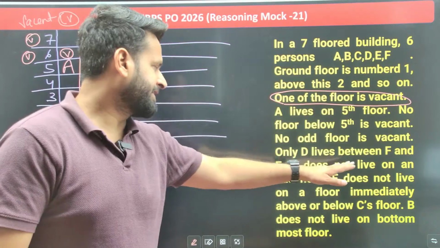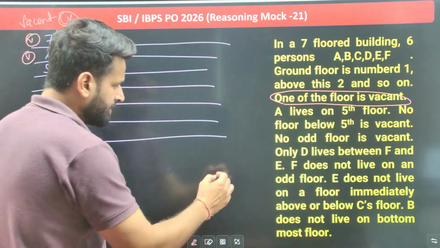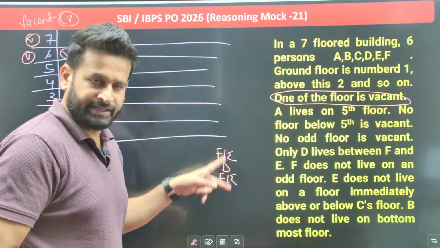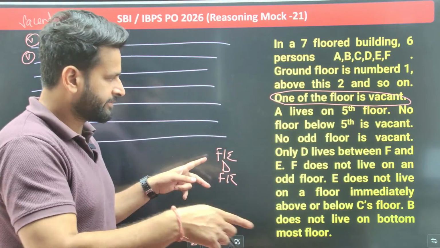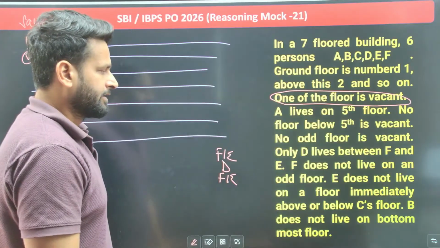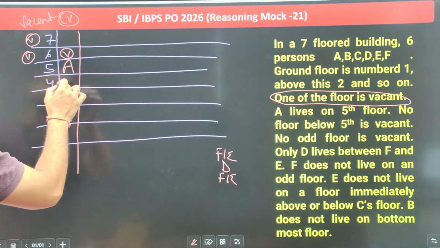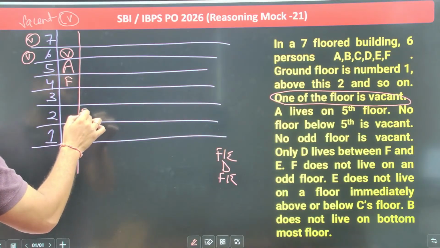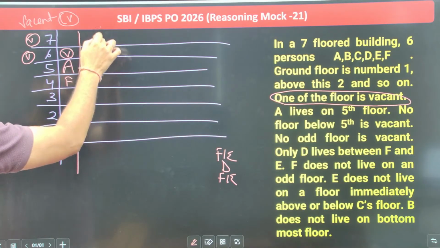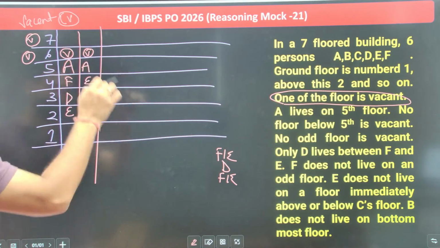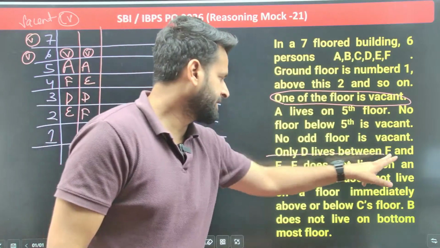Only D lives between F and D. That means all these three will be consecutive, one by one next to each other. F does not live on odd, so F can be on even. This is A. This is vacant. If this is F, then D, then D, because only D lives between F and D.